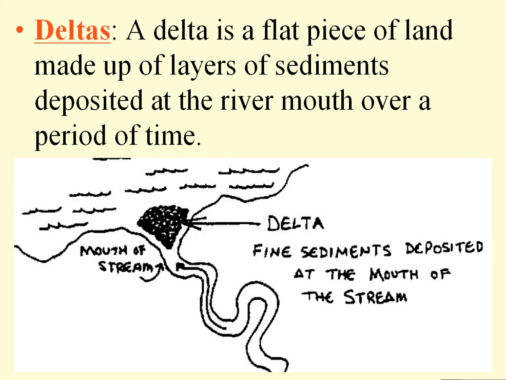And deltas. A delta is a flat piece of land made up of layers of sediments deposited at the river mouth over a period of time. And the delta typically has that delta shape, that triangle shape. And a lot of times this is going to be very fertile land, and you're going to see these at the bottom or the end of rivers.